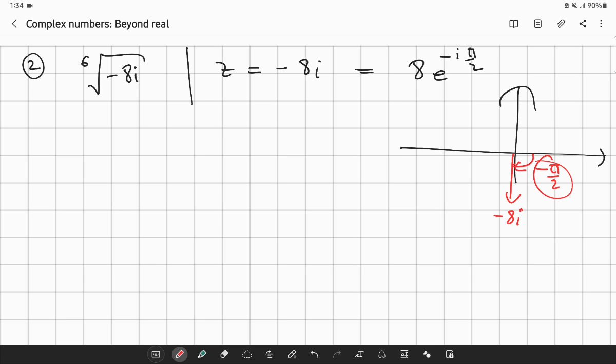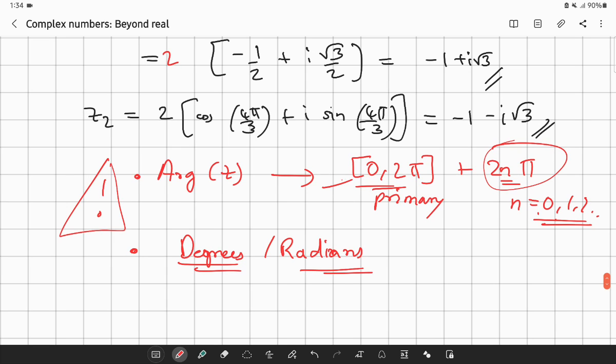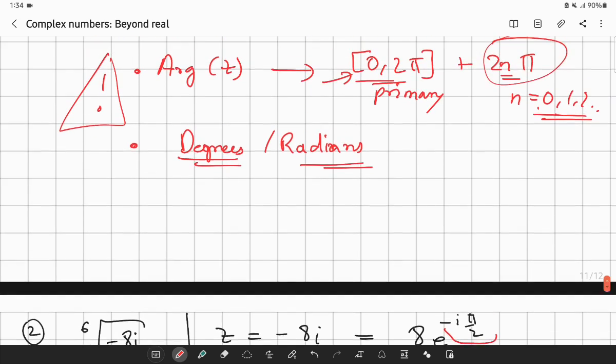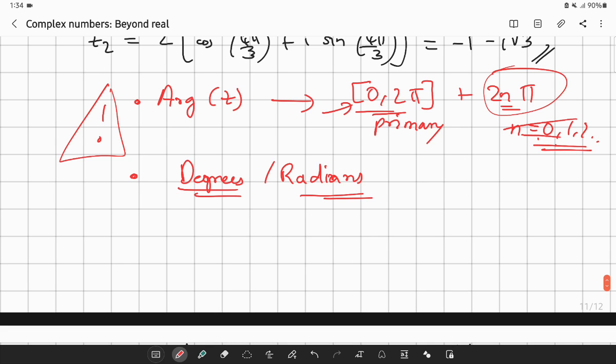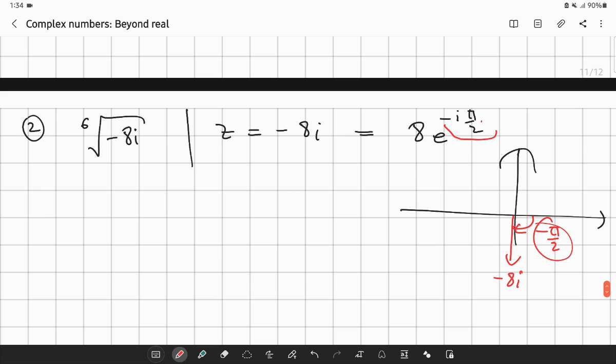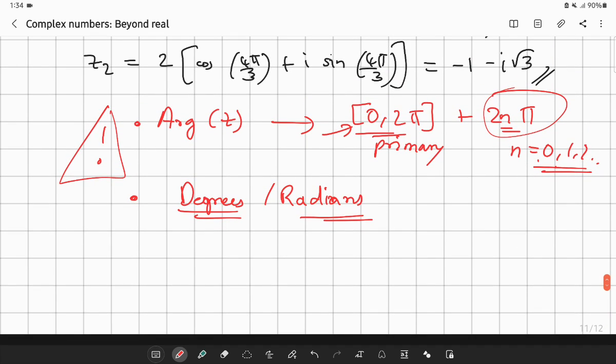Because I've used minus pi over 2 here. I've told you just seconds ago that you should always use angles in the range 0 to 2 pi. In this case, if I continue using minus pi over 2, I'll get in trouble when I use n equals 0, 1, 2. I mean, you can technically use minus pi over 2. I'm not saying it's wrong. It's just that finding your n will be messy.